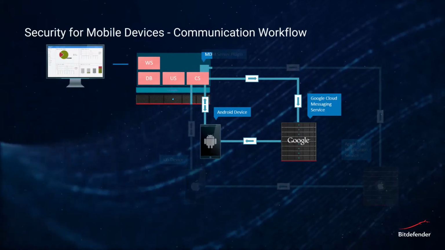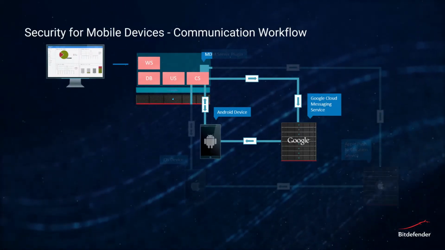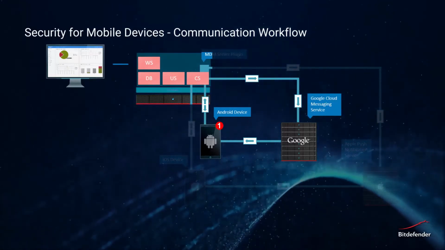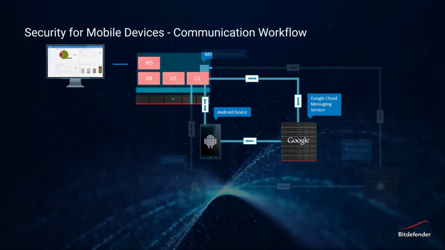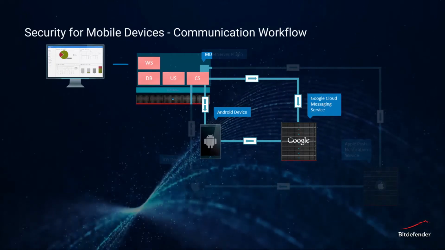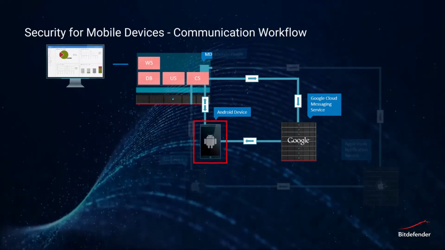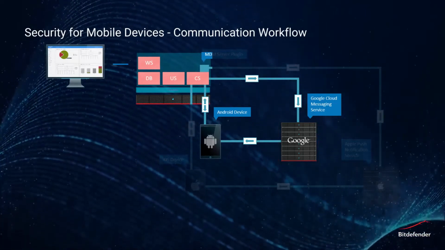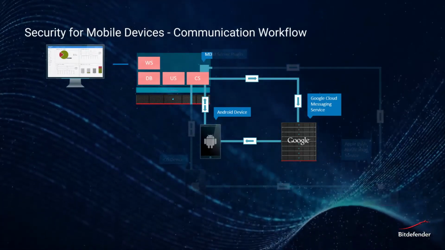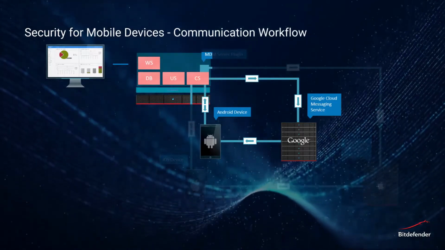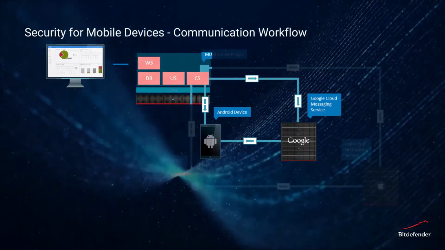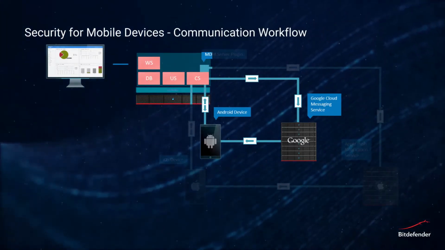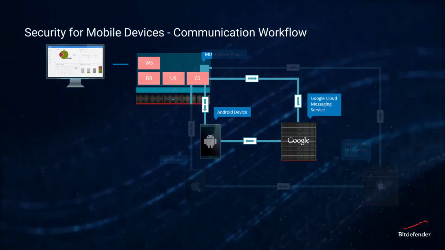First, a task or policy update is sent from Control Center to the device. The communication server sends a push notification to the device via Google Cloud Messaging service. When the notification arrives, the Android system informs the mobile client application to synchronize with the server. The mobile client application is not required to run to receive push notifications. The Android system wakes up the application as soon as the notification arrives. If the device is offline, it will receive the notifications as soon as it gets back online.